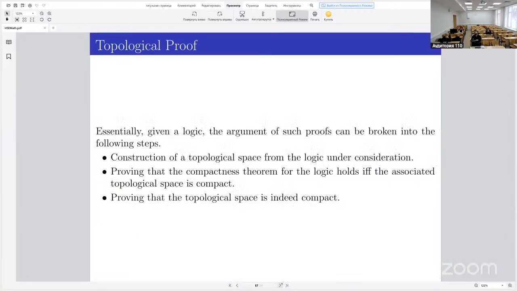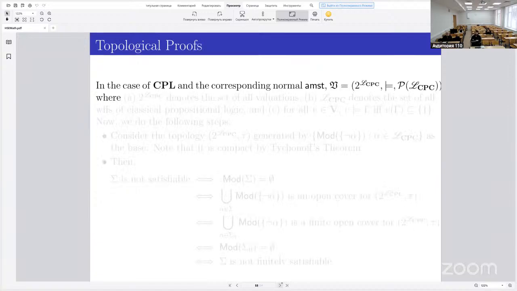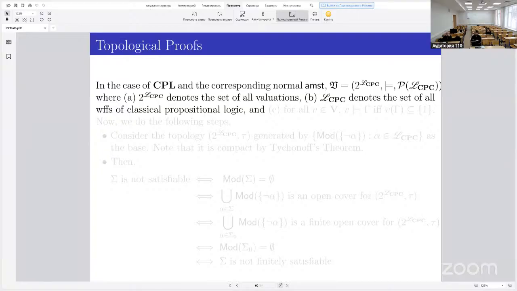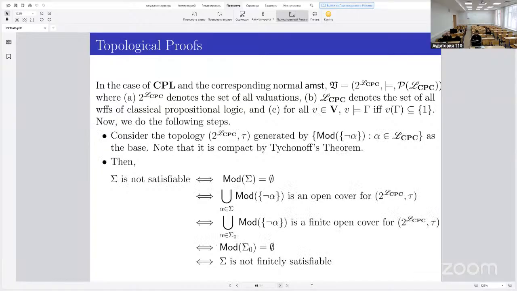So essentially, for a given logic, the argument of these types of proofs can be broken into the following steps. First, you construct a topological space from the logic under consideration. Then prove that the compactness theorem for the logic holds if and only if the associated topological space is compact. And finally show that the topological space is indeed compact. For example, in the case of classical propositional logic, the corresponding MST is this, where 2 to the power LPC denotes the set of all valuations, and LPC denotes the set of all well-formed formulas of classical propositional logic. And for every V, V satisfies gamma if and only if every element of gamma evaluates to 1.